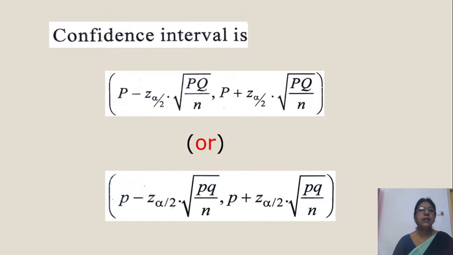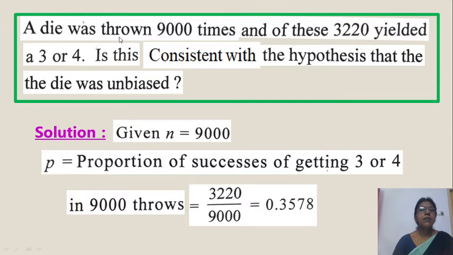See the question here. A die was thrown 900 times and of these 3,220 yielded a 3 or 4. Is this consistent with the hypothesis that the die was unbiased? Total n is equal to 900, and it yielded 3,220 times getting 3 or 4. So now small p is equal to x by n, the proportion of success of getting 3 or 4, that is favorable cases by n.